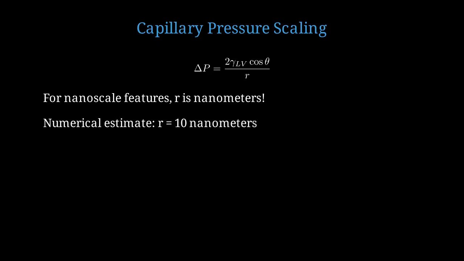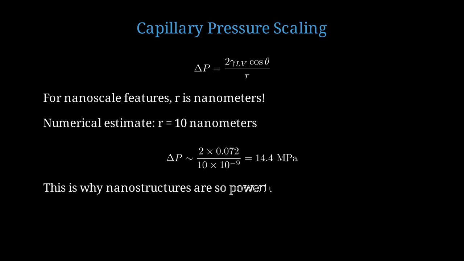Let's estimate. For water, gamma LV is 72 millinewtons per meter. If R is 10 nanometers and theta is 90 degrees, so cosine theta is 0, the pressure is still determined by slight deviations. Taking a small advancing angle of, say, 110 degrees, cosine is about negative 0.34. We get delta P approximately 2 times 0.07 times 0.34, divided by 10 times 10 to the negative 9, which is about 5 megapascals. That's 50 atmospheres of pressure.